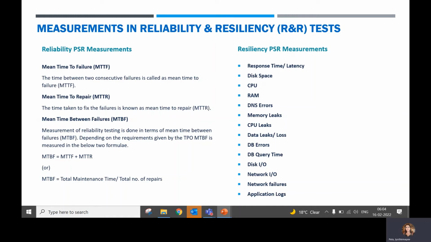In a warehouse application, there have been multiple failures during the entire year. So mean time between failures will be the total maintenance time in the last 1 year divided by the total number of repairs. Let me give you another example.